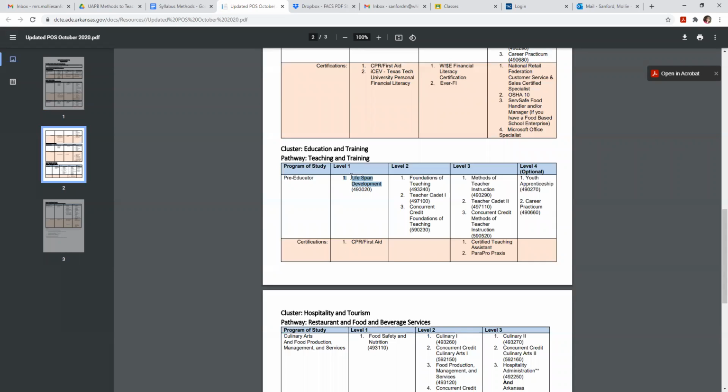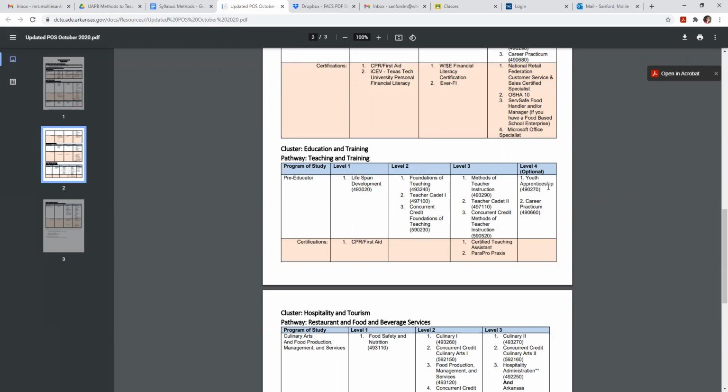Lifespan and development, another teacher teaches that. But I teach the Foundations of Teaching course. And I'm hoping to add one of these others later on so that we can finish the whole pathway. The point of finishing a whole pathway is so that students can earn a completer cord, which is a little rope they get to wear at graduation.